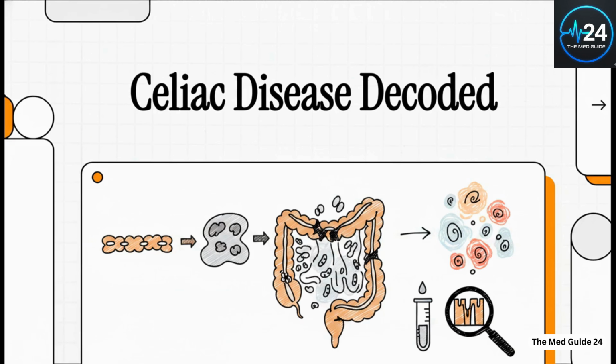We're going to be decoding the high-yield immunology and clinical algorithms of celiac disease, specifically tailored for your medical board prep. So whether you're gearing up for the USMLE, NEET PG, or honestly just looking to sharpen your clinical acumen on the wards, you are absolutely in the right place. Today, we're looking at exactly how a single stubborn gluten peptide triggers an autoimmune cascade that literally destroys the intestinal lining, and more importantly, how you as a clinician need to step in to diagnose it accurately.